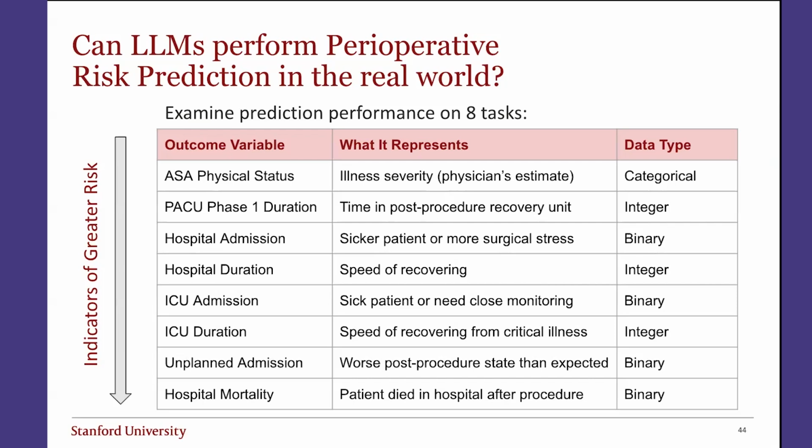In essence, these outcome variables all vary in terms of what they represent, but if you go from top to bottom, the bottom outcome variables are indicators of greater risk.